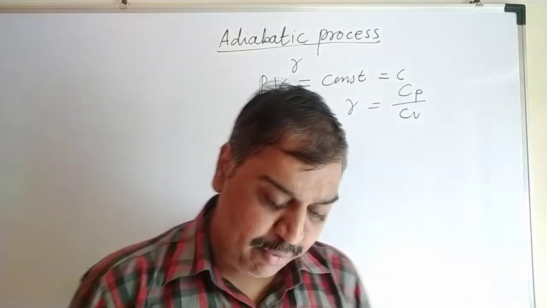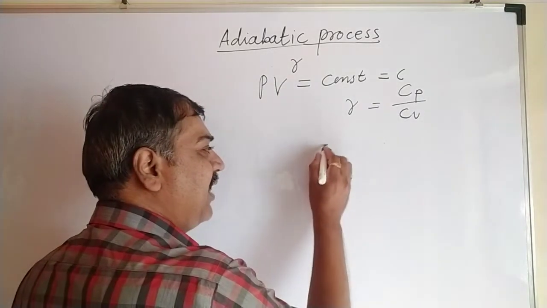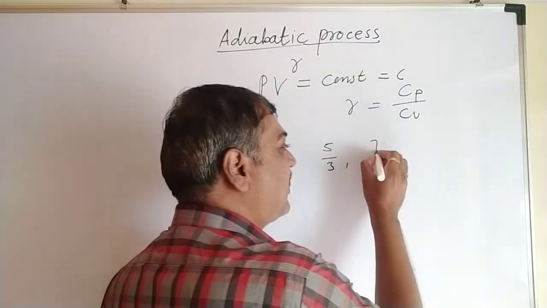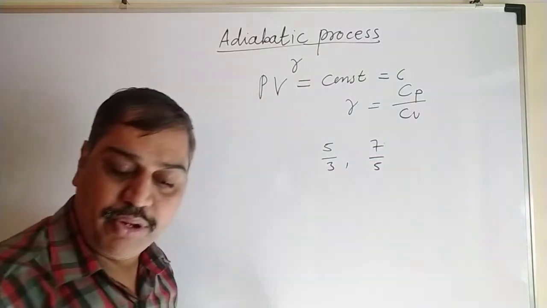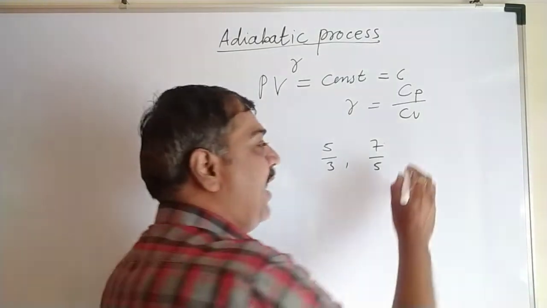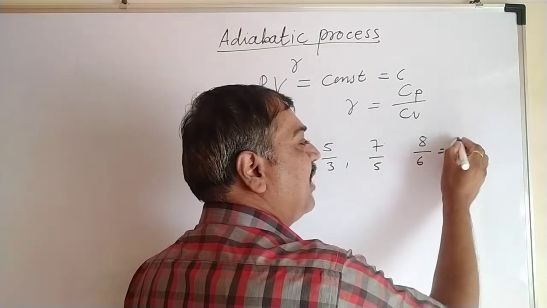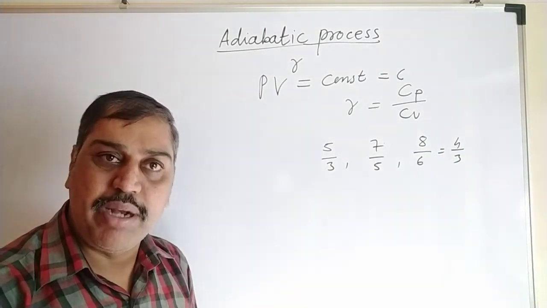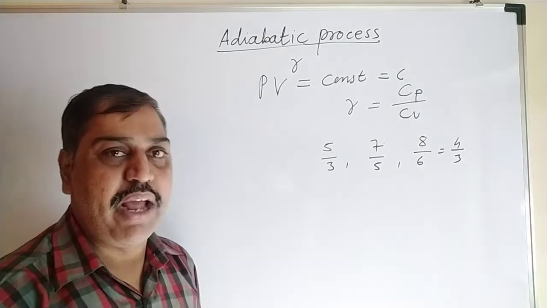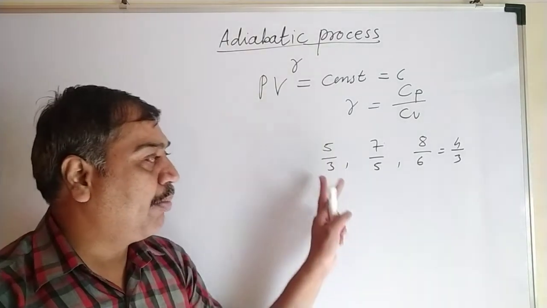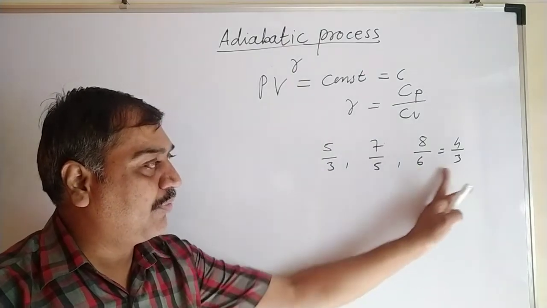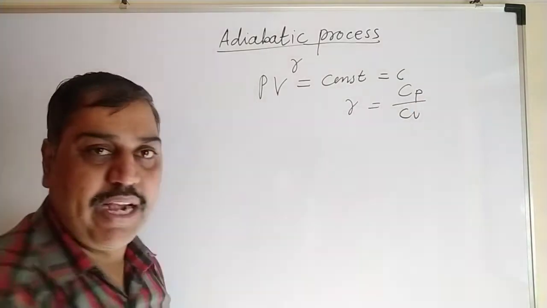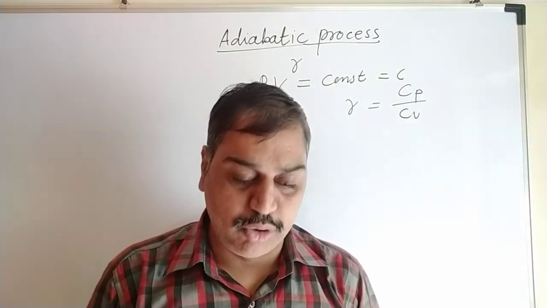Its value is 5 by 3 for monoatomic gas molecules, as we have learned. Its value is 7 by 5 for diatomic gas molecules, and it comes to 8 by 6, which is nothing but 4 by 3, for polyatomic gas molecules. What exactly monoatomic, diatomic, and polyatomic gas molecules are, we already learned in the last chapter. Gamma is nothing but the ratio of specific heat at constant pressure to specific heat at constant volume.